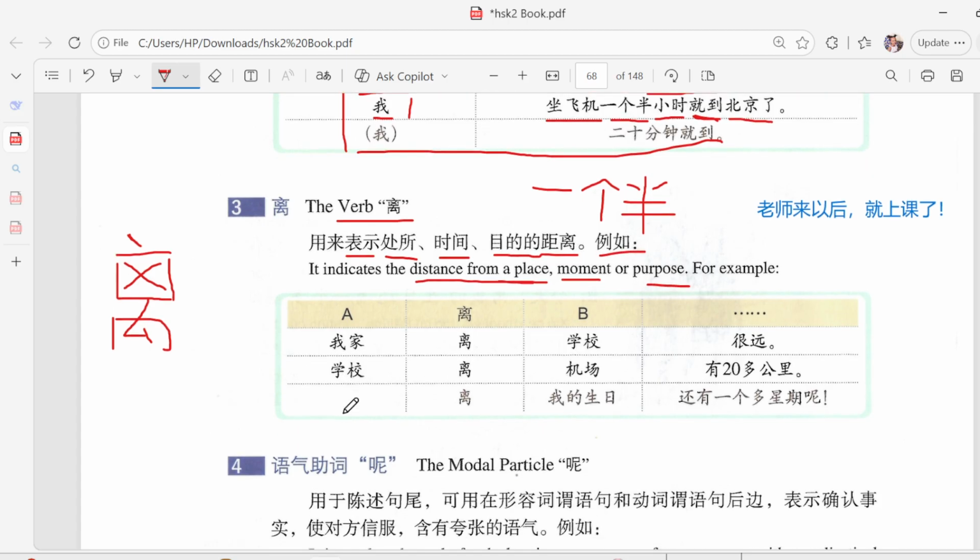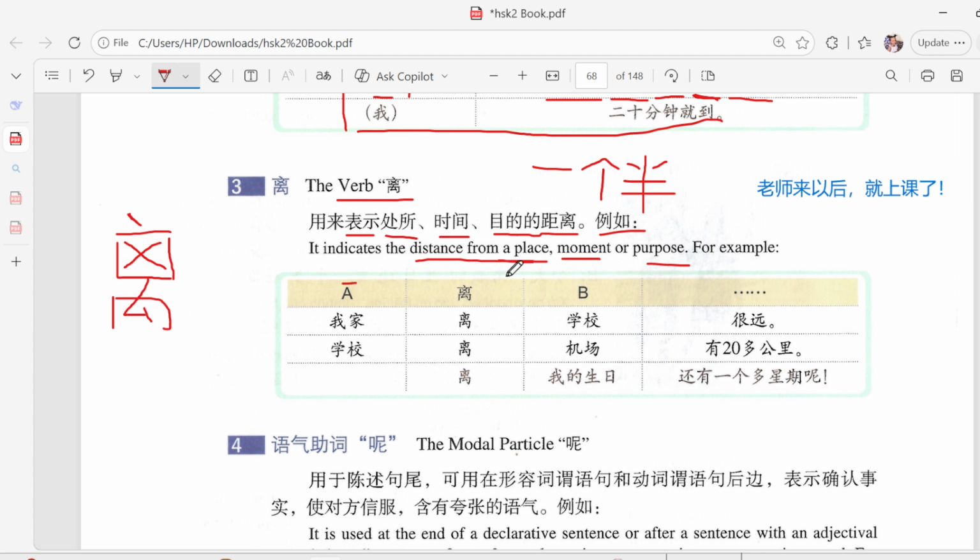Then for example, you see we have A and then we have B. A, Li, B. Yesterday I drew this line for you. Let's say this is the distance between A and B. So this distance is called Li. This distance, let's say, is 1 kilometer or 2 kilometers. So this is what we call Li in Zhongwen or Hanyu. It's not just 1 kilometer, it can be more than that or less than that.